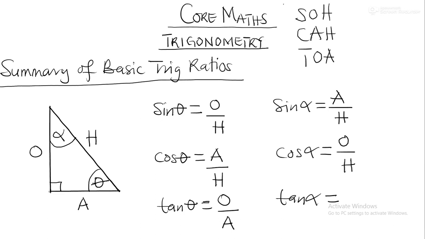And then tan: we know tan is always opposite over adjacent. With alpha as our reference angle, our opposite is A, and our adjacent is O. So we are going to have A, which is our opposite, over O. So this is the solution to the assignment. We'll come back to these ratios and this particular diagram in our subsequent lessons.